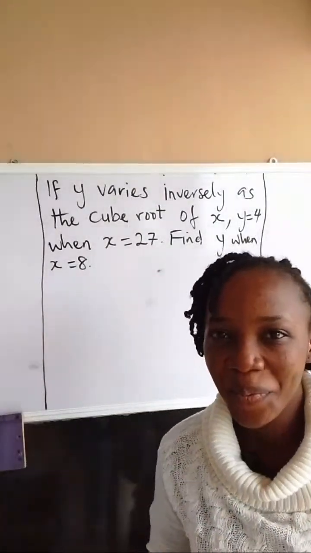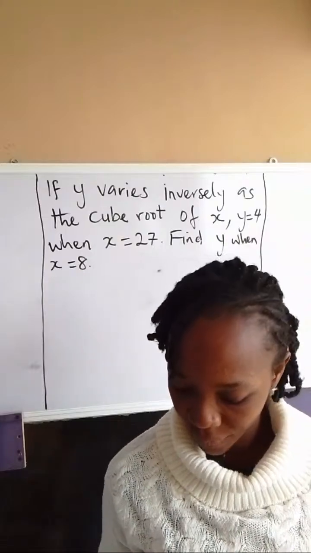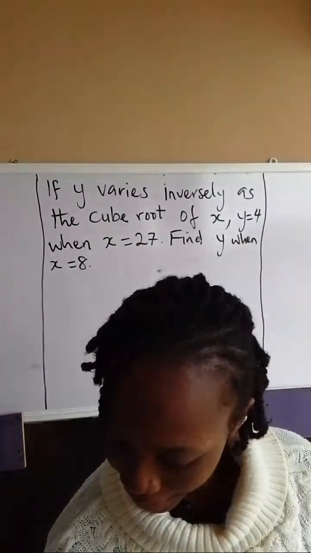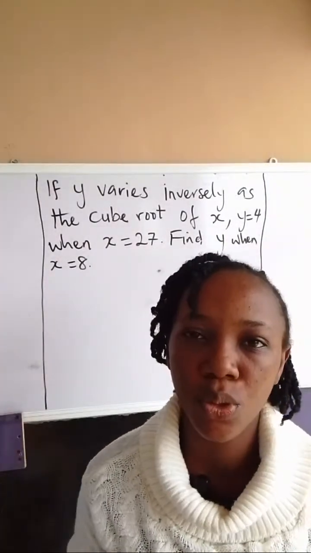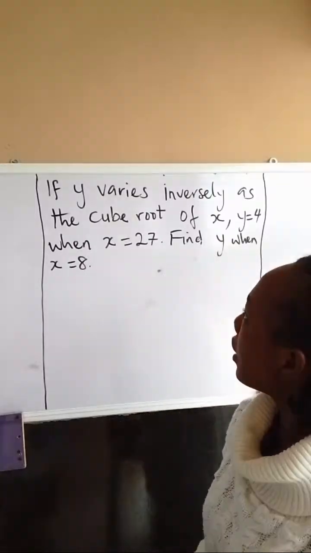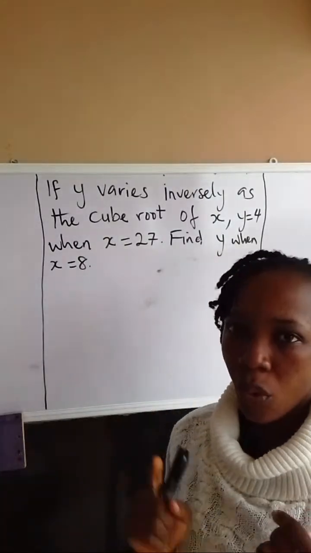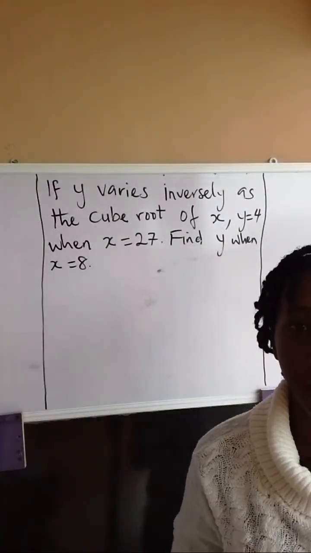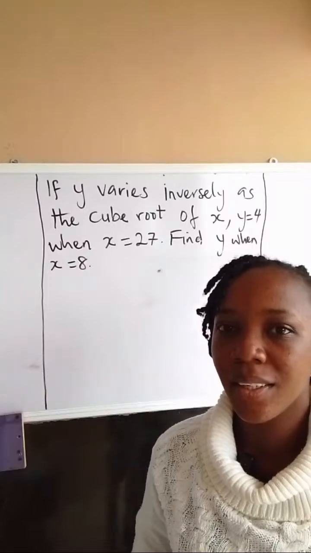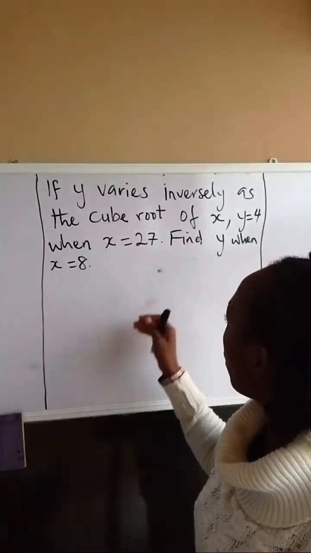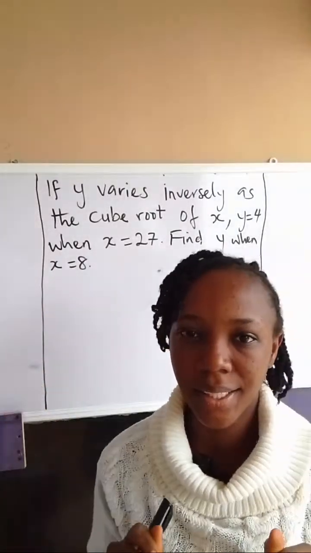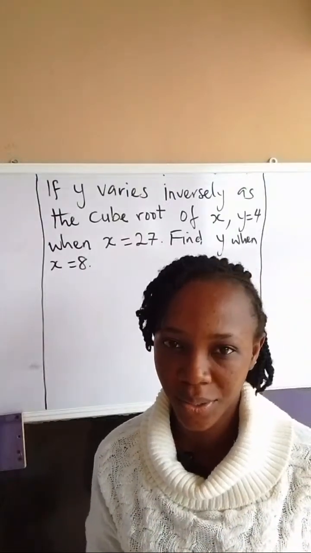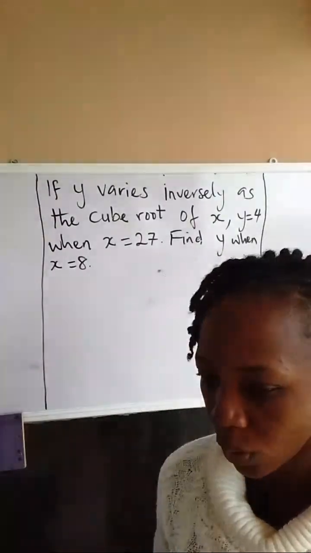All right, hope we can see it. If y varies inversely as the cube root of x, y is equal to 4 when x is 27. Find y when x is 8. This is a very sweet question, so we'll be starting off solving it.